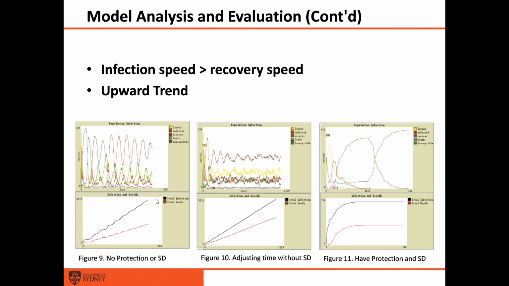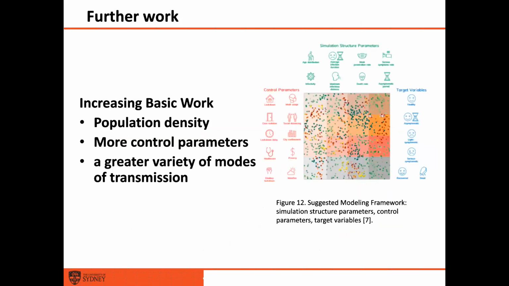Through the comparison of several aspects, it can be shown that the model has a good effect on the transmission of disease. This model uses a random distribution for the population distribution, and furthermore, more complex population distributions can be constructed. For example, in more densely populated places, like a city, the virus will spread faster than in a sparsely populated area. And then, as shown in the diagram on the right, there are many control parameters that can be set in the COVID-19 modeling.